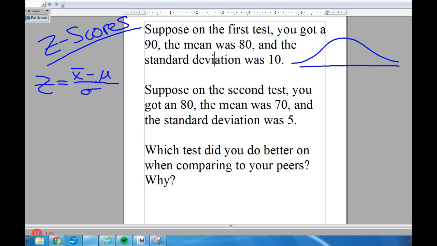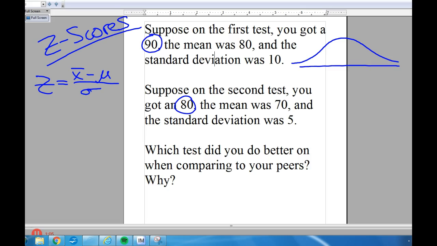So, the simple, non-statistical analysis would be: I got a 90 here, and I got an 80 here, so obviously I did better on this test. But if I want to know how I did compared to my peers, say both of these teachers decided to curve it based on the mean and the standard deviation, then it's a different question.